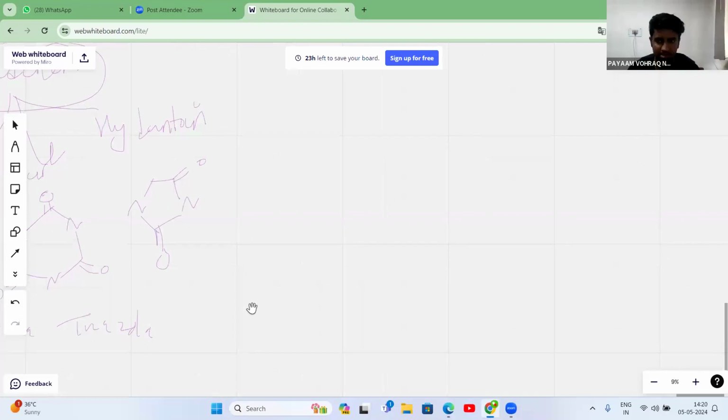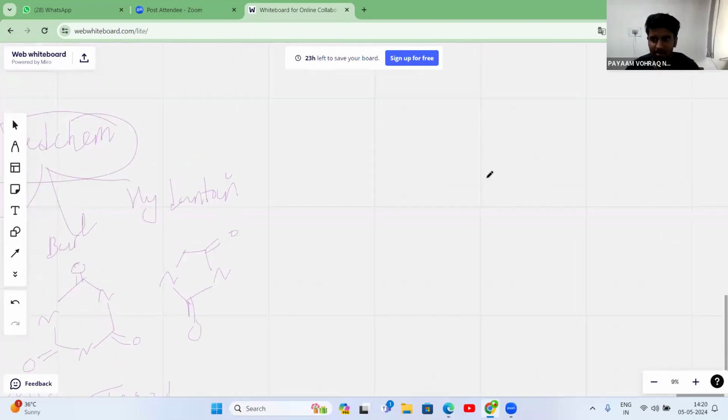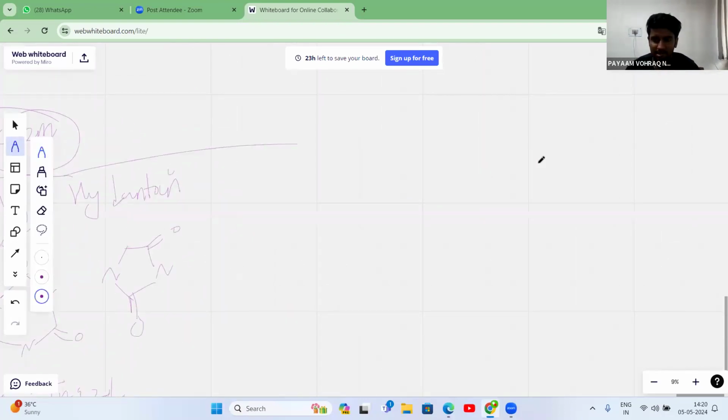Which fluoroquinolone is this, guys? Where there is a cyclopropane ring. Can you all tell me? It can be 2. And if I fuse this, it is which fluoroquinolone? Ciprofloxacin. Very good. If I add a cyclopropane ring, it is ciprofloxacin.